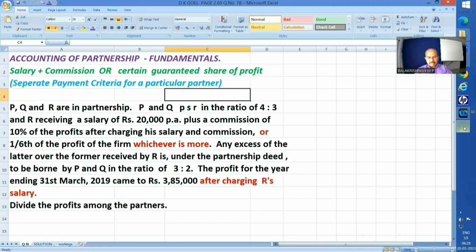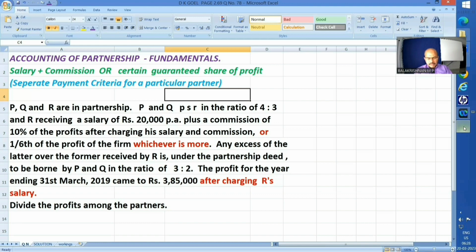What is the special feature? Miss R, the third partner, is not necessarily paid under the profit sharing ratio. He has got two alternatives, and the higher amount between these alternatives, he has to be paid. The first alternative is a package of salary plus commission. And the second alternative is 1/6 of the profit.